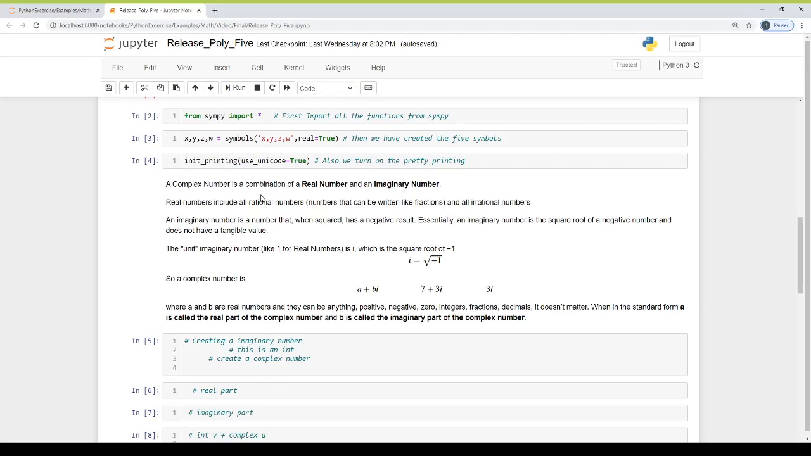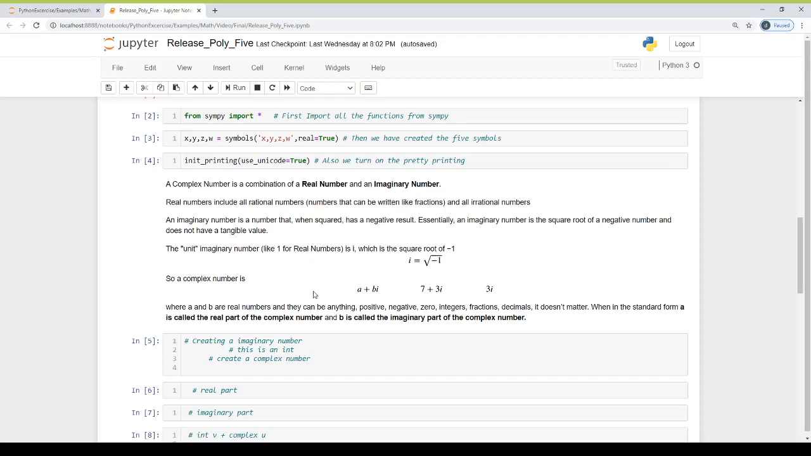A complex number is a combination of a real number and an imaginary number. Real numbers include all rational numbers and all irrational numbers. An imaginary number is a number that when squared has a negative result. For example, i is equal to the square root of minus 1, and this is the unit imaginary number, which is the square root of minus 1.